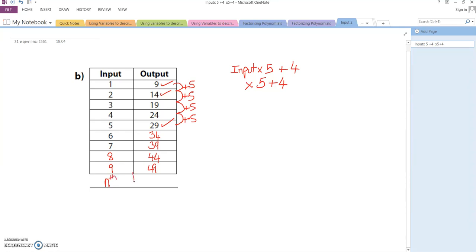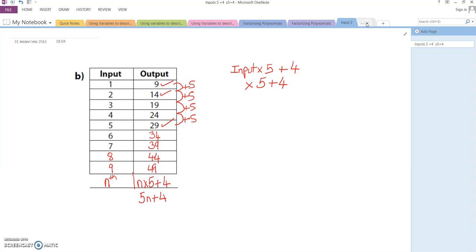Again, what did we do here? We multiplied the input by 5 and then added 4. Same here, so we'll multiply the input by 5 and then we will add 4 to it. In other words, we can also write this as 5n plus 4.